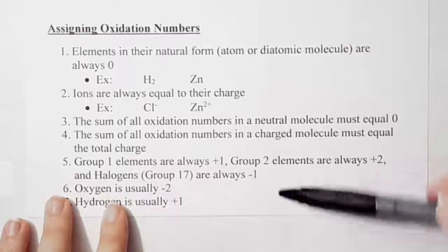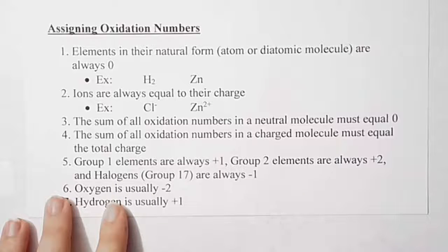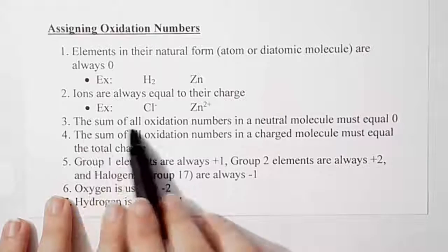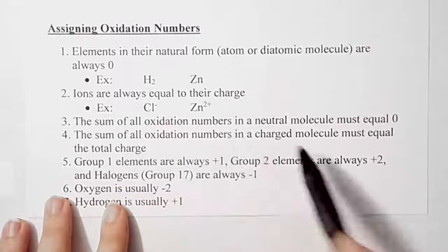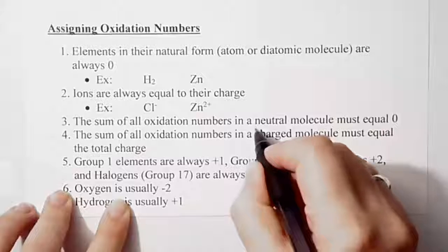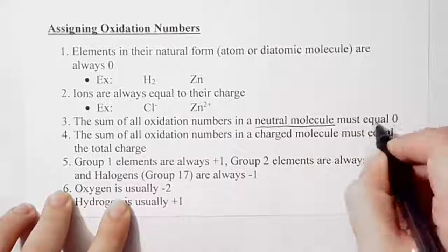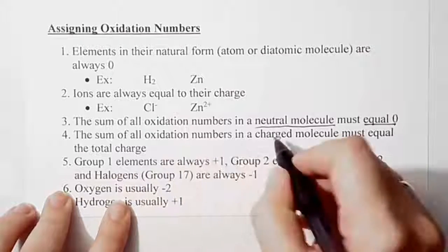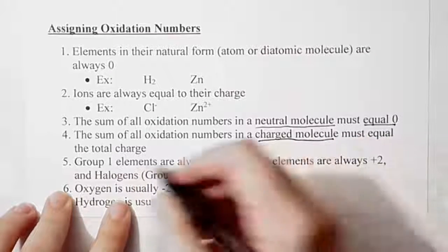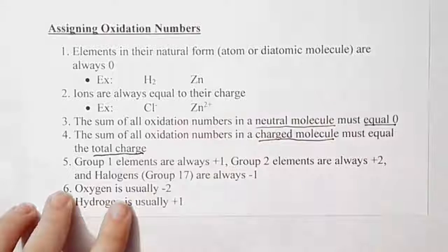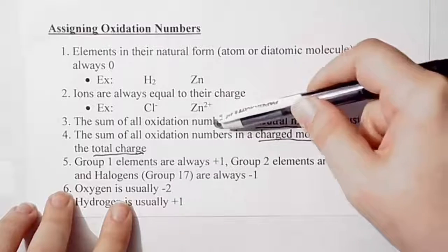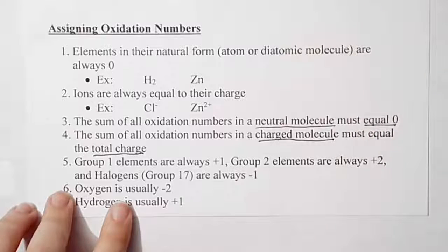Now, the rest of the rules are all about when we have atoms or elements combining into molecules. So the sum of all the oxidation numbers in a neutral molecule is going to have to equal 0. The sum of all the oxidation numbers in a molecule has to equal the total charge. So it's similar to what we saw up here. When it's no charge, it's 0. When there's a charge, it has to equal that charge.